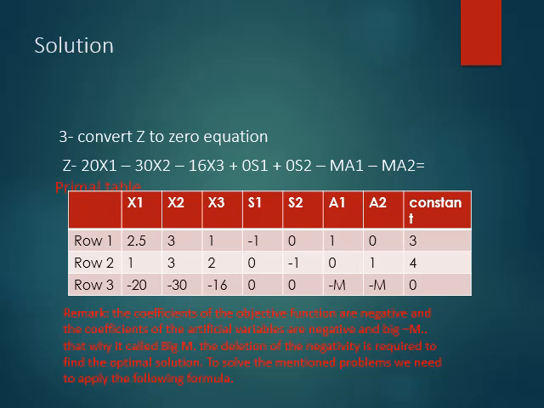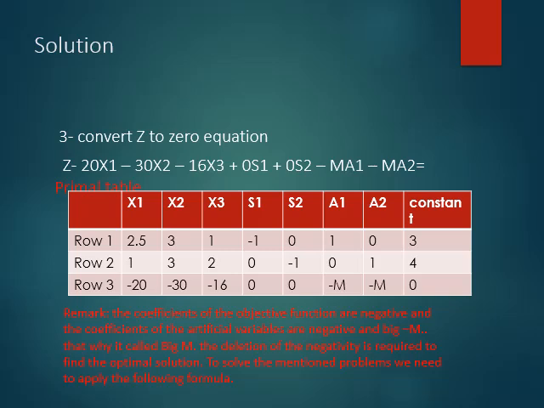Step 3, to convert z, the objective function, to a zero equation. So we take the terms from the right side to the left side, and we capture that: z negative 20 x1, negative 30 x2, negative 16 x3 plus 0 s1 plus 0 s2 minus M a1 minus M a2 equals 0.